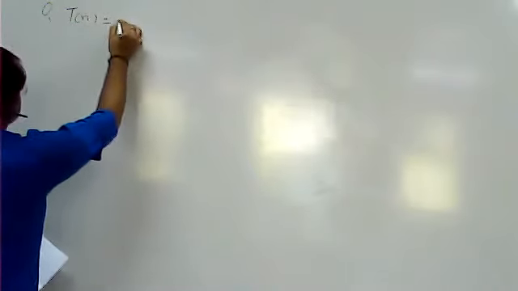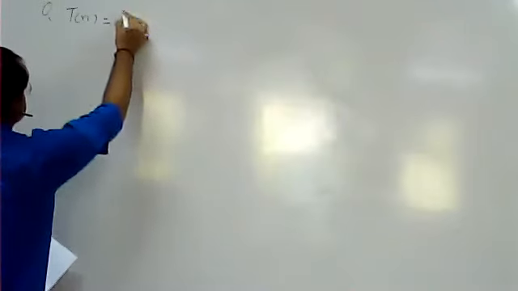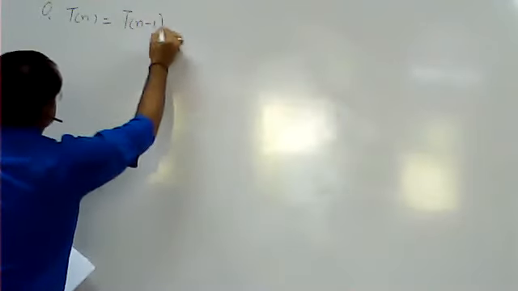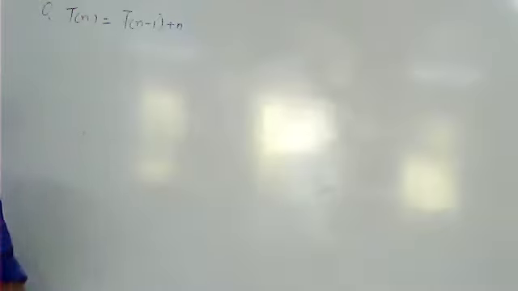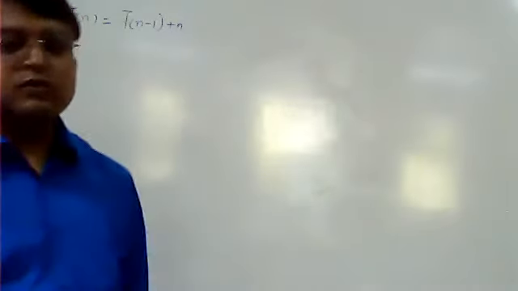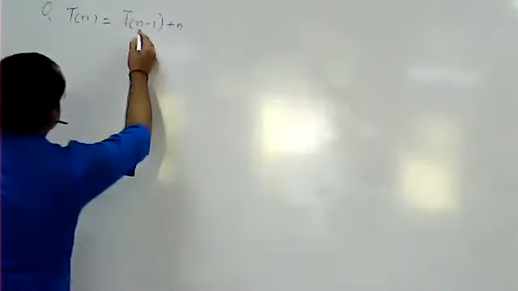Yesterday we have done one example of analysis of recursive algorithm. Now again we'll see one more example. So suppose the question is T(n) = T(n-1) + n. Using substitution method we have to do this. So how do we substitute? We'll put n minus 1.